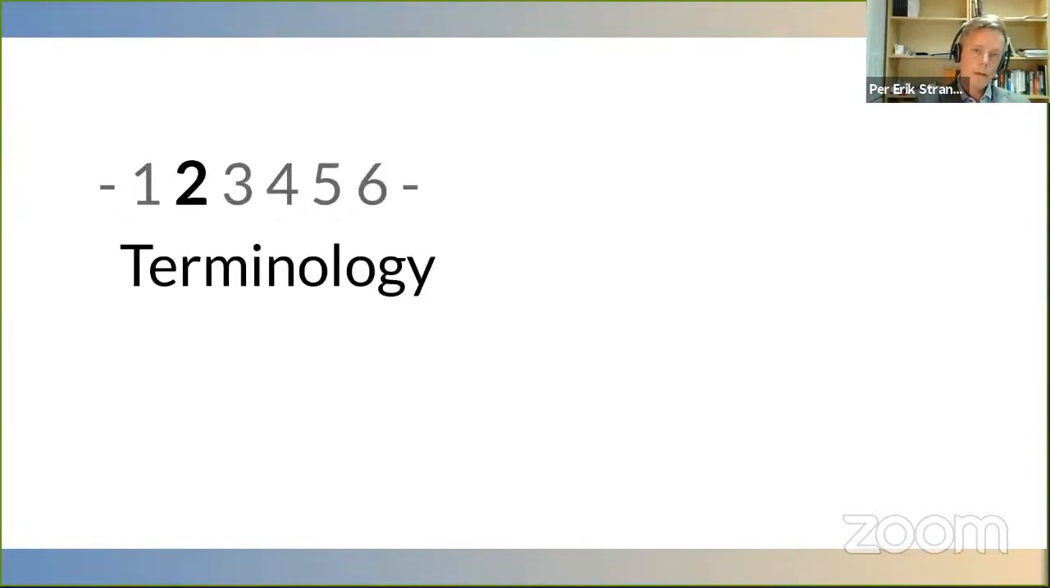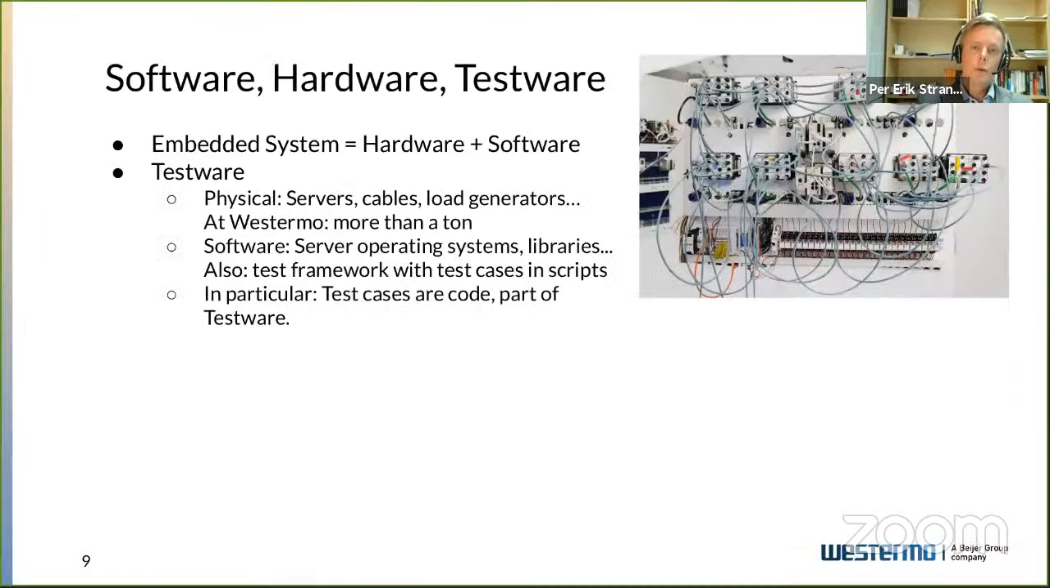Now let's talk a little bit about terminology. As I said, embedded systems have both hardware and software. But in this paper, we also talk about testware. And testware could be physical things like the servers and cables and load generators. And at Westermo, this equipment weighs more than a ton. It fills up a big room. But testware also includes software like the operating systems in servers and the various libraries and so on. Included in the software part of the testware is also the test framework with the test cases implemented in scripts.